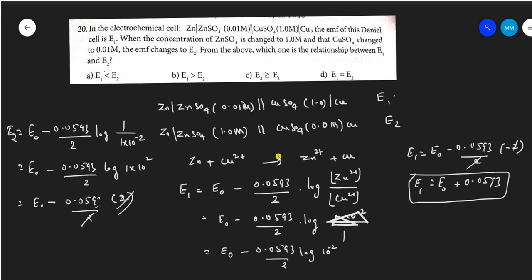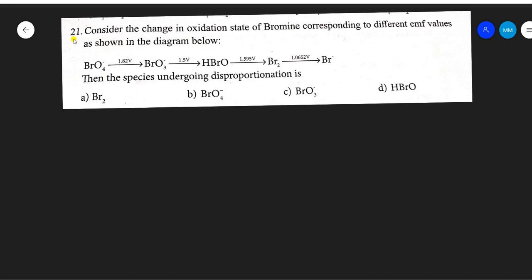2 to cancel. Here the minus sign. So E2 is equal to E0 minus 0.0593. So this is a E1, E2. Here the E1 is obtained by adding 0.0593 to the E0 value. E2 is obtained by subtracting 0.0593 from the E0 value. From that value, we can notice that the E1 is greater than E2. Your answer is B.